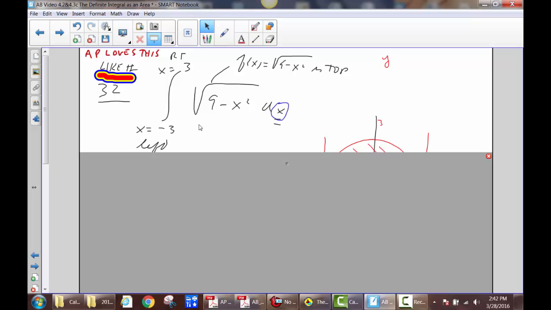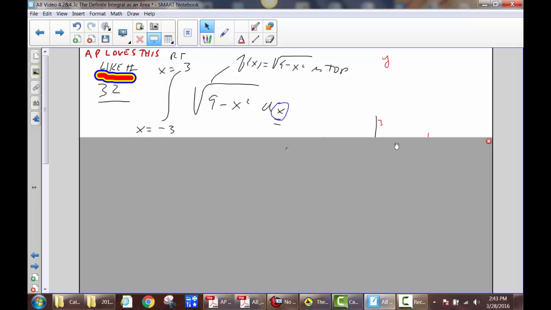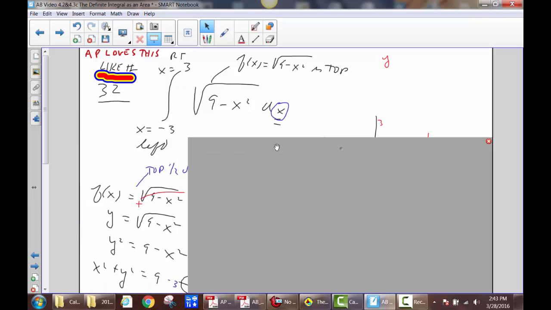So this is the same idea. The integral from -3 to 3 of the square root of 9 minus x squared dx. Right away you know everything's in terms of x. So that means this is x equals -3, which is your left border. Right border x equals 3. Top border is the function f of x equals the square root of 9 minus x squared. And the bottom border is the x-axis.